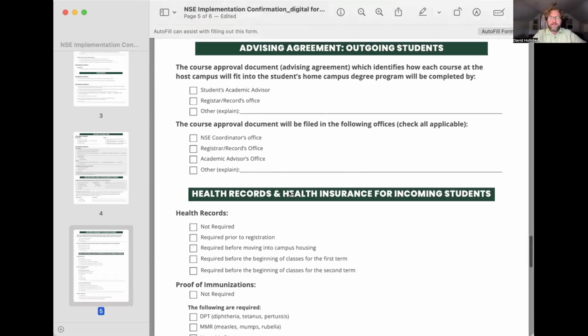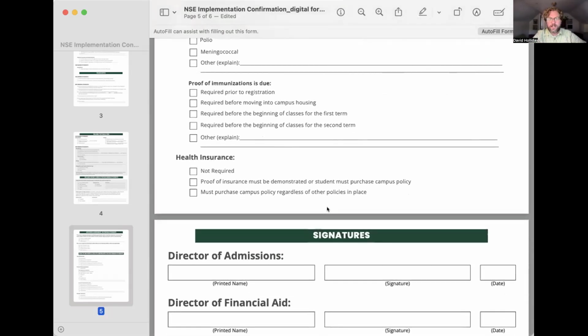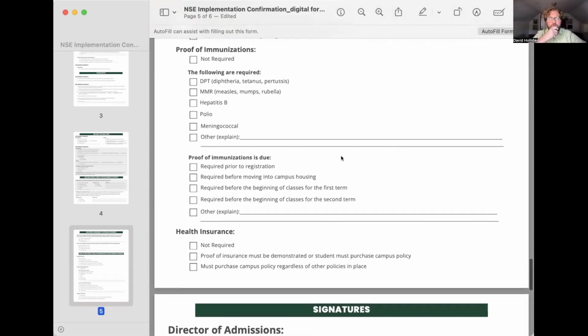Health records, health insurance, again, every campus has a different process or policy for collecting this information.